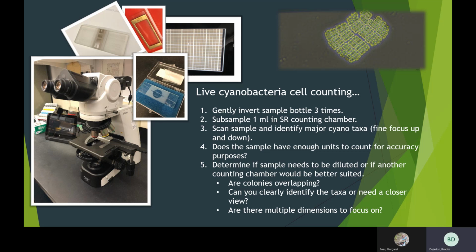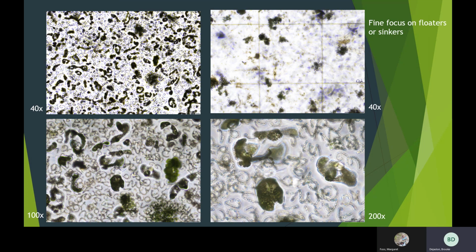And again, are there multiple dimensions to focus on? Because this is, again, dealing with live stuff, and they're all a little bit different. So looking at a very highly concentrated sample at 40x, or the scanning objective of 4x, can just look like a whole mosaic of crazy stuff going on. But when you find focus, you can see that some of them are floating above, so you might miss a whole subset of those, or you might be on the wrong plane the whole time.